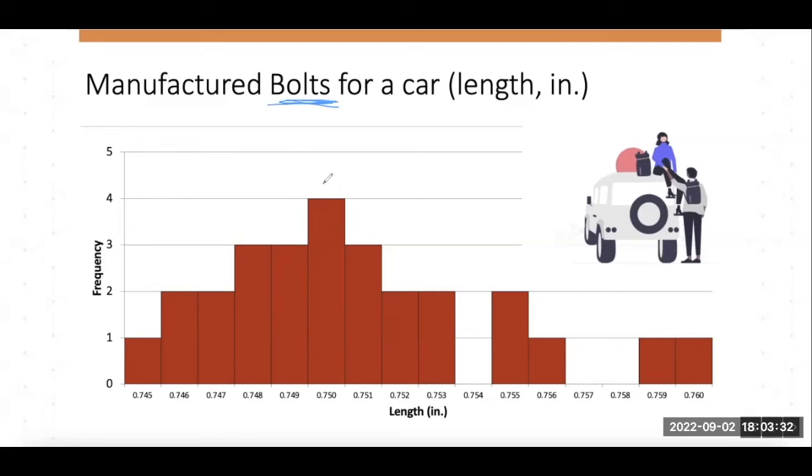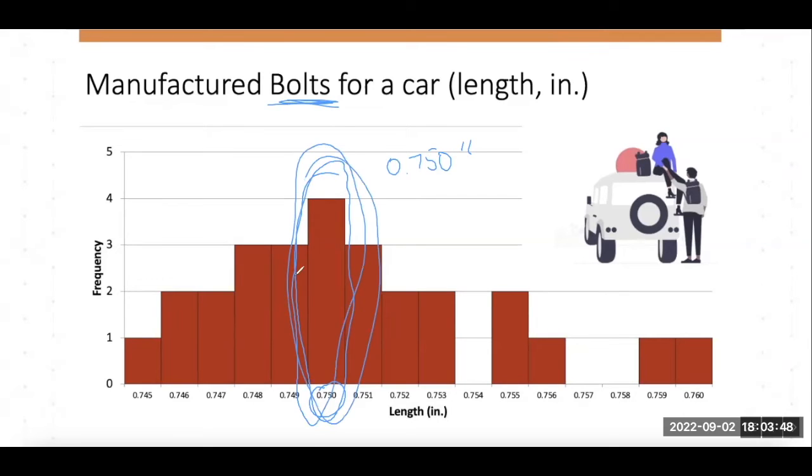It looks like our central tendency is 0.750, and this is in inches. So we were aiming for this 3/4 of an inch bolt, basically. But we have this variation where we have some that are less than that size and some that are bigger. And those were due to those external factors. So the bolt lengths vary. There's a variation that causes this spread around the central value.